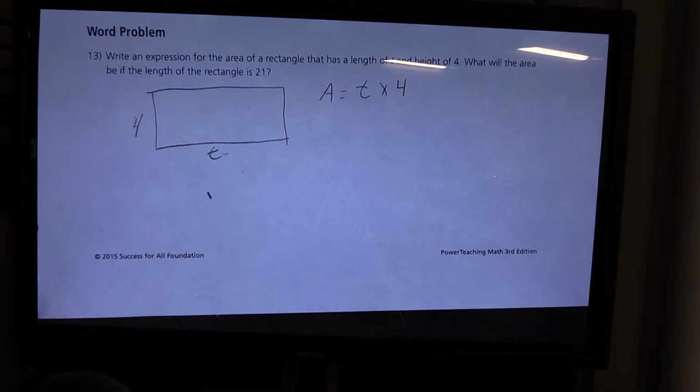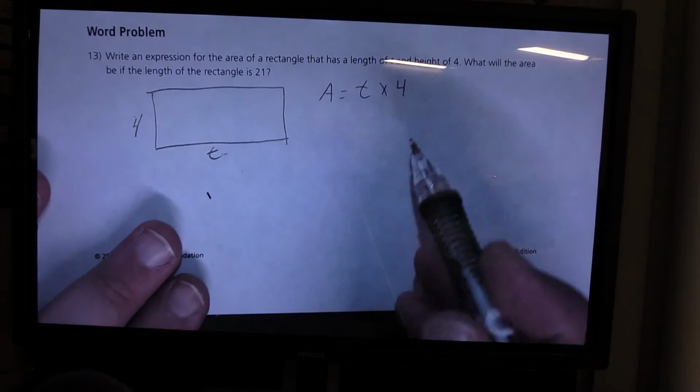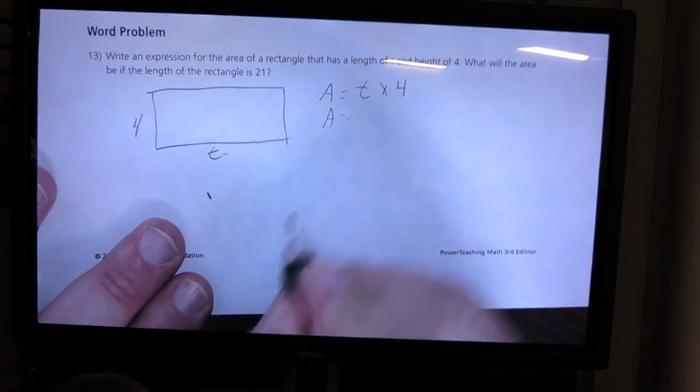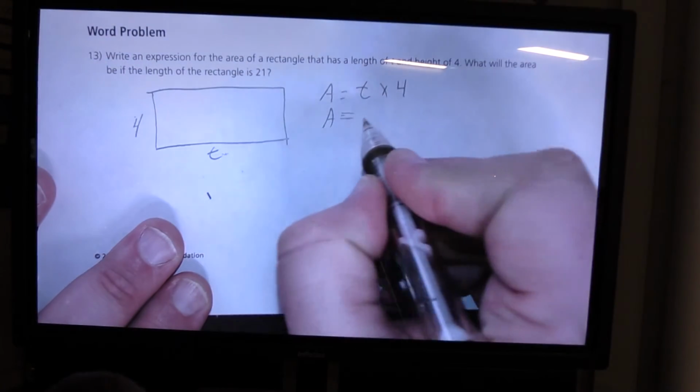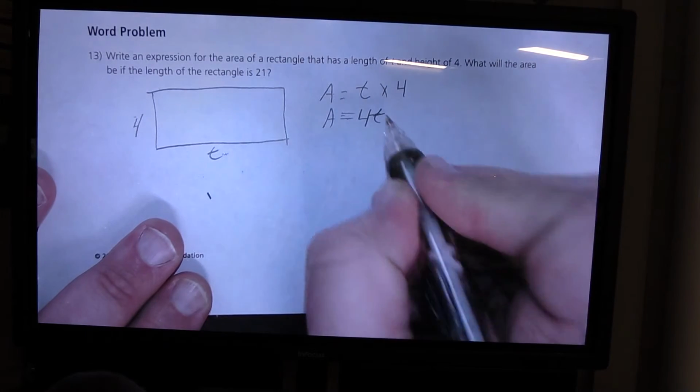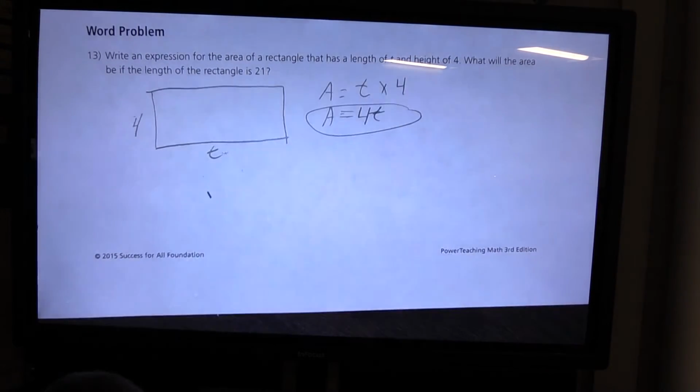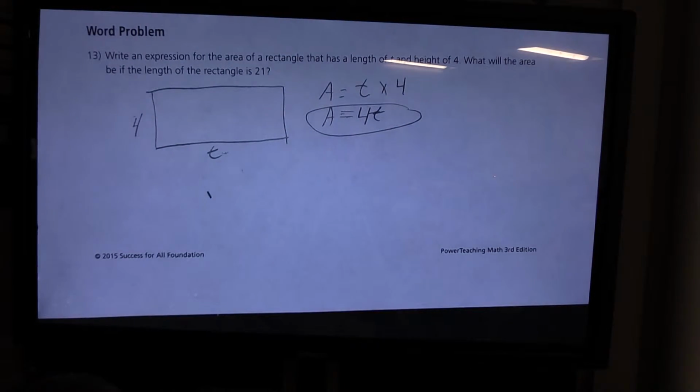We can combine those terms and have a coefficient and a variable, and it would work out better for us, I think. In this instance, we always list our coefficient first. I think for my algebraic expression, I'm going to say 4t. So A equals 4t, and A equals area.